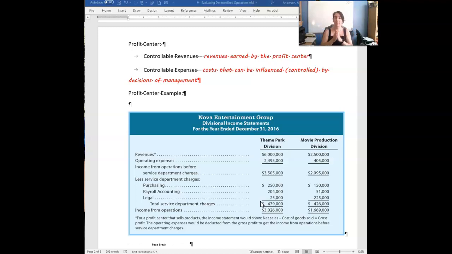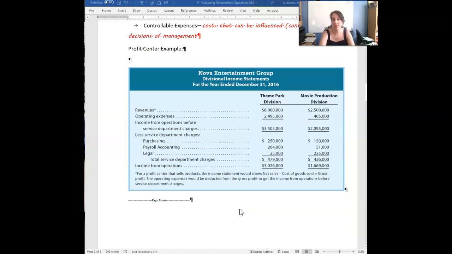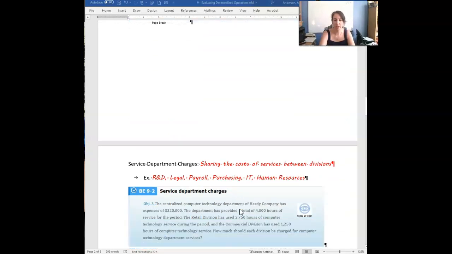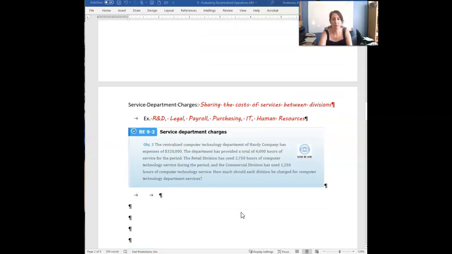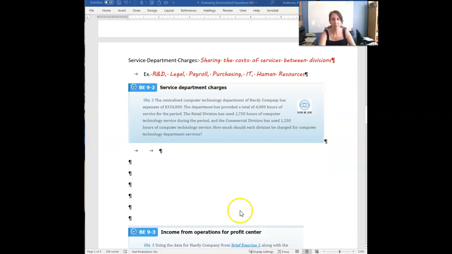The idea is that oftentimes we share services that kind of cover multiple companies. And with those, we have to figure out a way to share those costs. So we're going to get into an example right now of service department charges, sharing them. Right, so here we go, what I just said, sharing the cost of services between the different divisions. And some examples, right? Research and development, that's R&D, legal, payroll, purchasing, IT, right? Information technology, and human resources. All right, I couldn't think of what IT stood for a second.